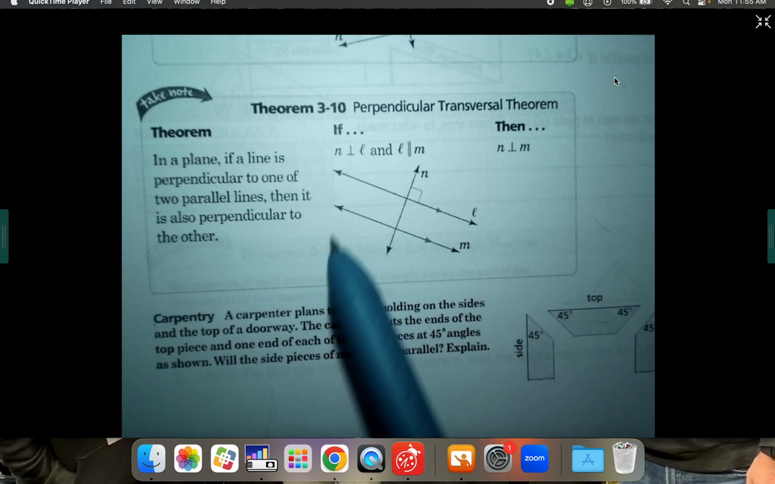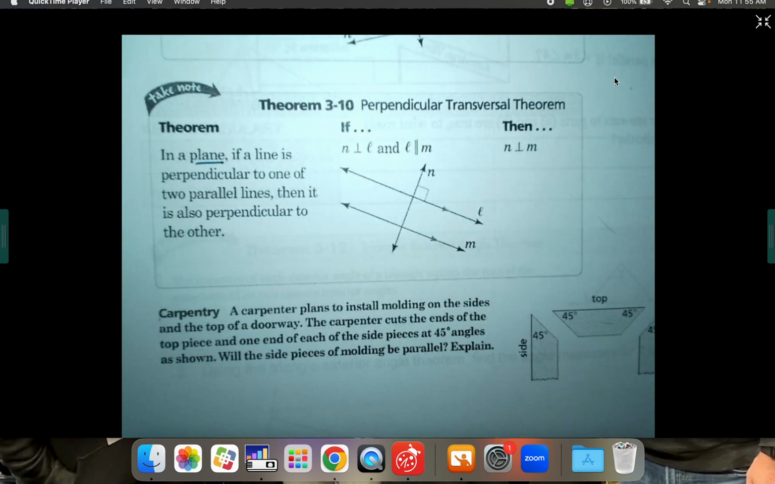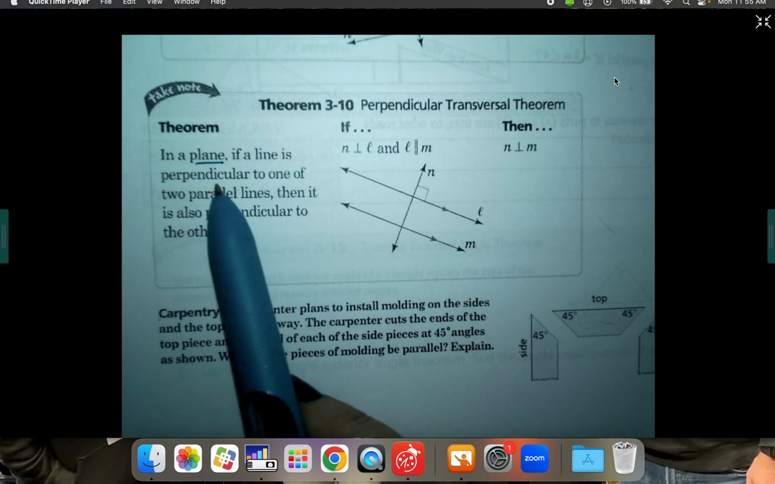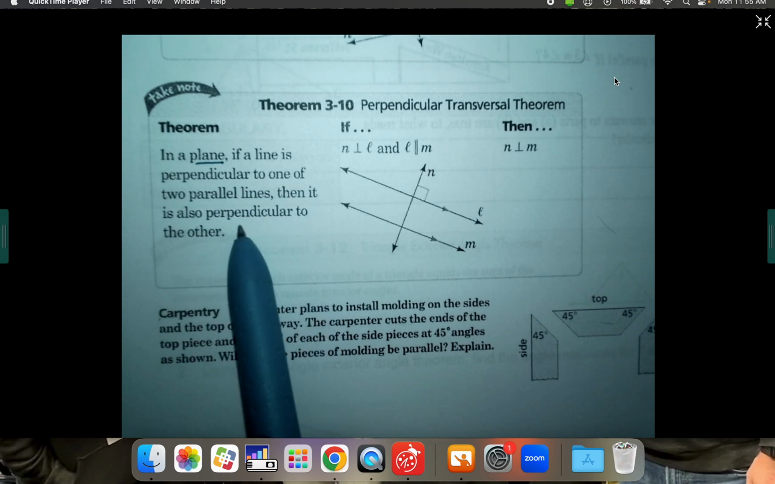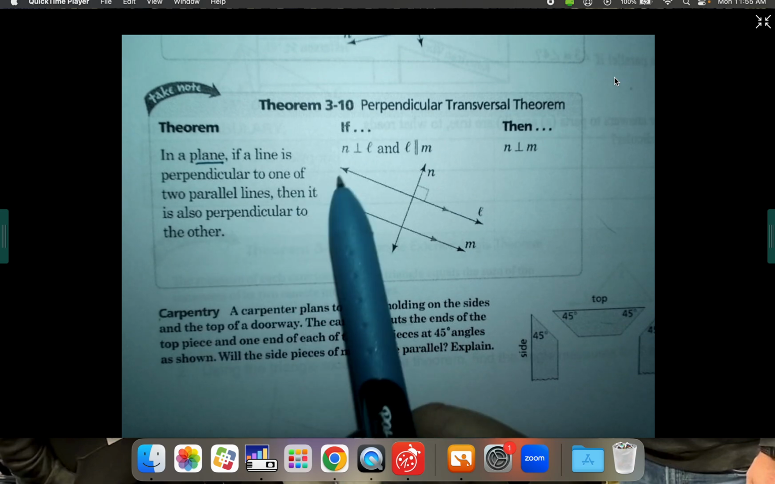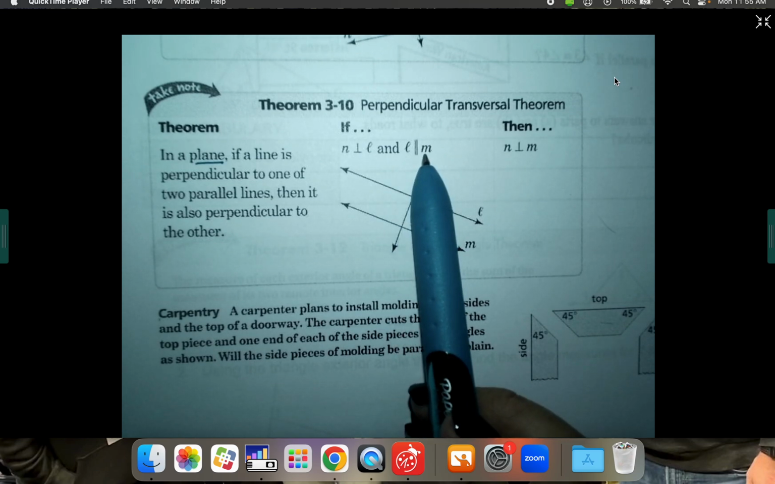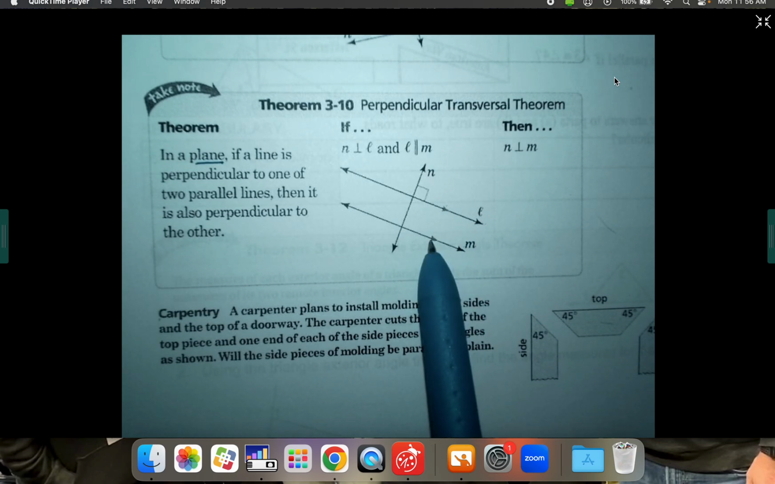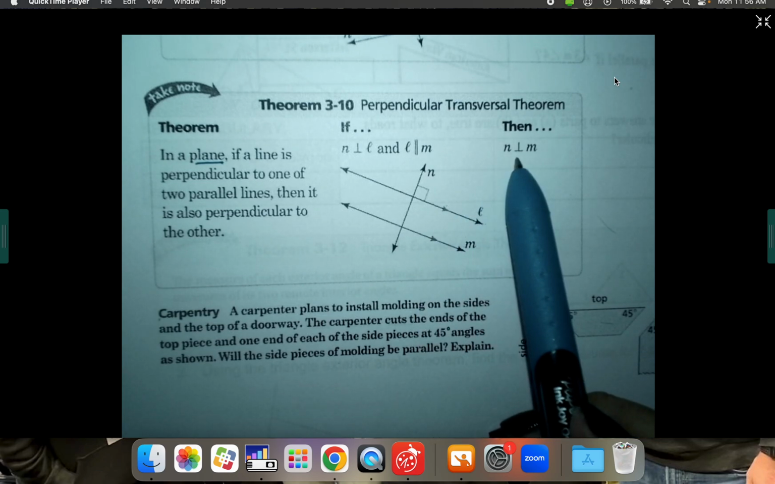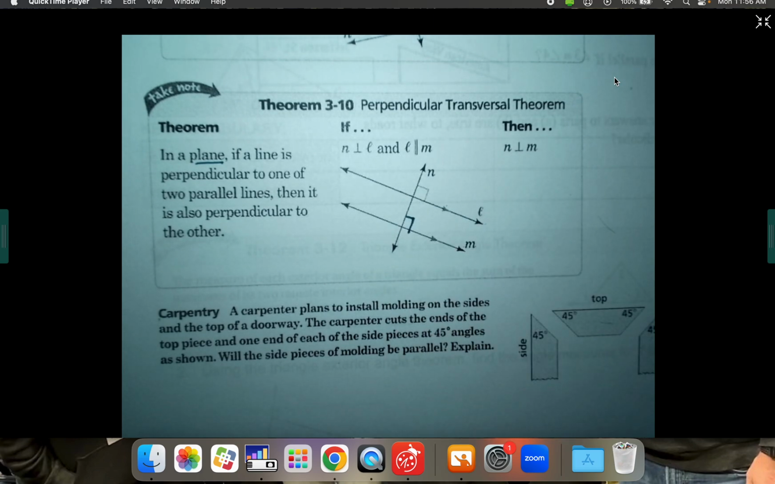The last one that you should know is the perpendicular transversal. So in a plane, and again, it has to be within the same plane, if a line is perpendicular to one of two parallel lines, then it is also perpendicular to the other. So if N is perpendicular to L, so if N and L are perpendicular right here, and if L is parallel to M, that's why the little arrows are here, then that means N is also perpendicular to M.